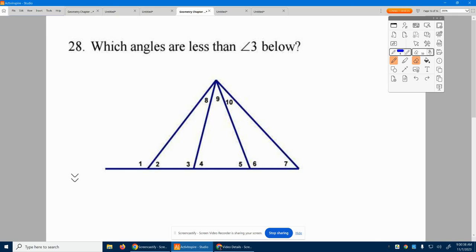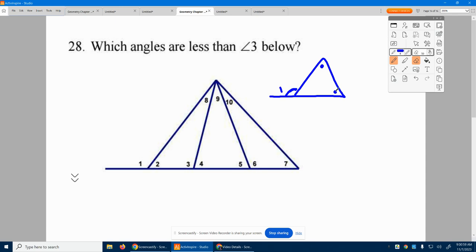All right, number 28, it says, which angles are less than angle 3 below? Now, this goes off of the idea of the exterior angle theorem, which basically says this exterior angle is going to be equal to this angle plus this angle. Well, if it's equal to those two angles added, it's got to be bigger than each one of them individually, right?